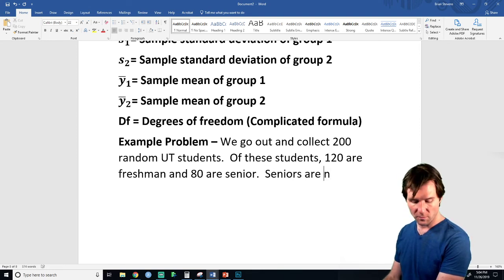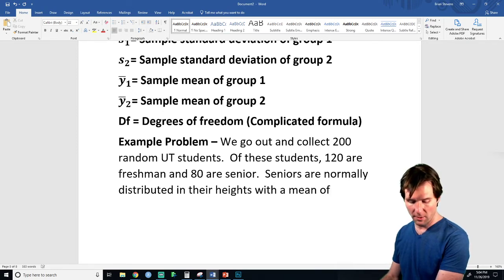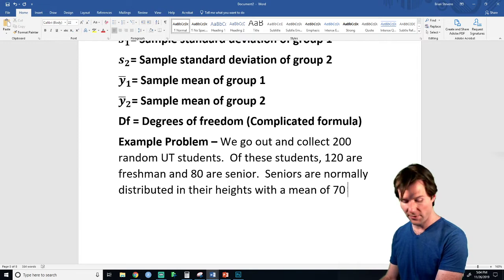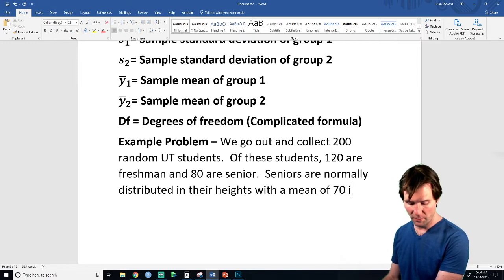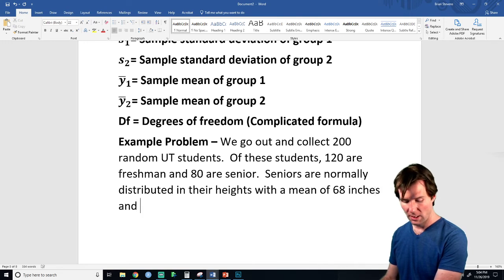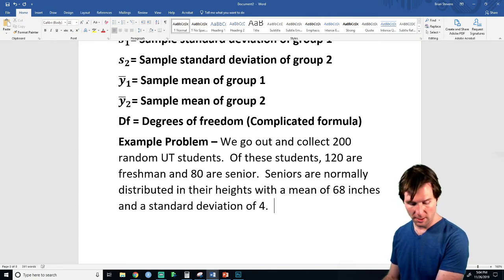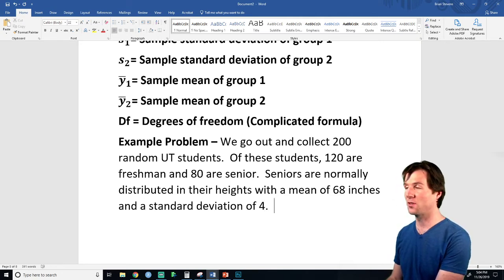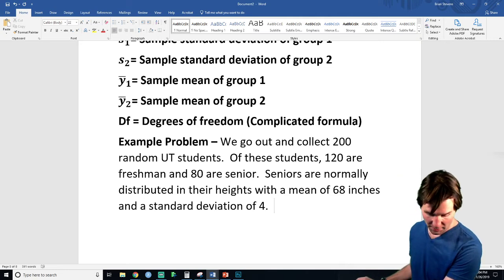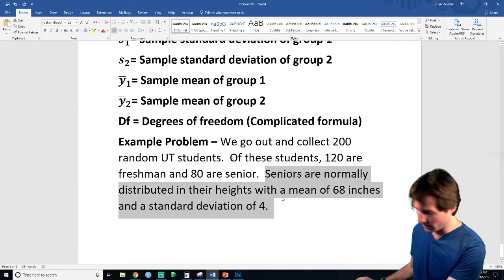And then let's say here, seniors are normally distributed in their heights with a mean of 70 inches. We're doing males and females, so let's do 68 inches and a standard deviation of 4. I guess we'll pretend it's normal. I'm going to say in the problem it's normal. And if you look at what we're going to do, we're going to cheat because we're going to copy paste this because we're basically writing the same thing but for freshmen.